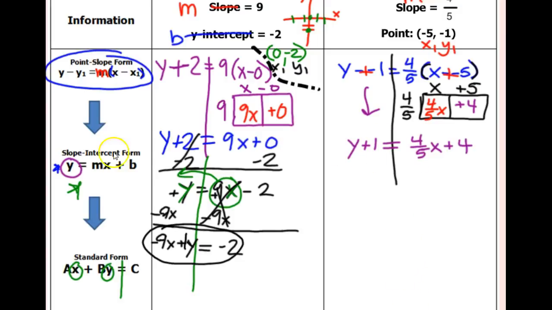And we want to get y by itself. That's our goal next. So the opposite of adding 1 right there would be subtracting 1. So 1 minus 1 goes away. We have y equals 4/5 x, and then 4 minus 1 is 3.